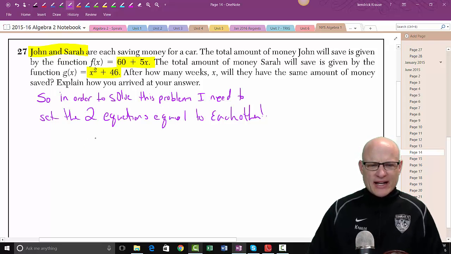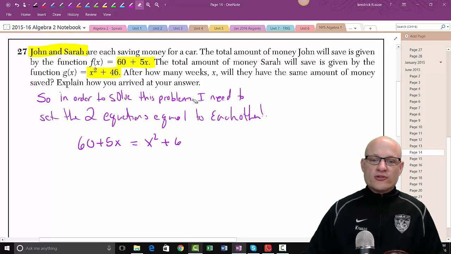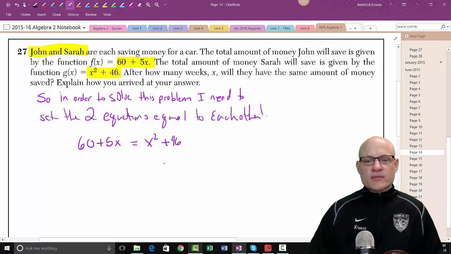All right, so we got 60 plus 5x. That's Johnny Boy, who's never going to be able to afford a car. And Sarah, who will shortly find out she can't do this, because on week 1, she saves $1, I think it was 46, and then on week 30, she's got to save $900. Good luck, sister. Anyway, let's set it equal to 0.